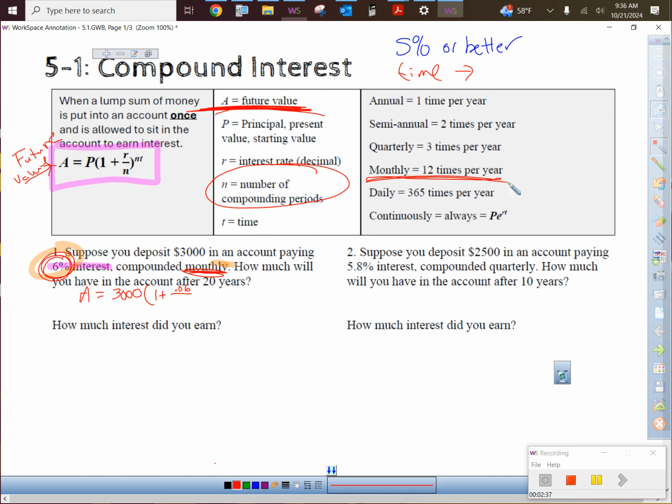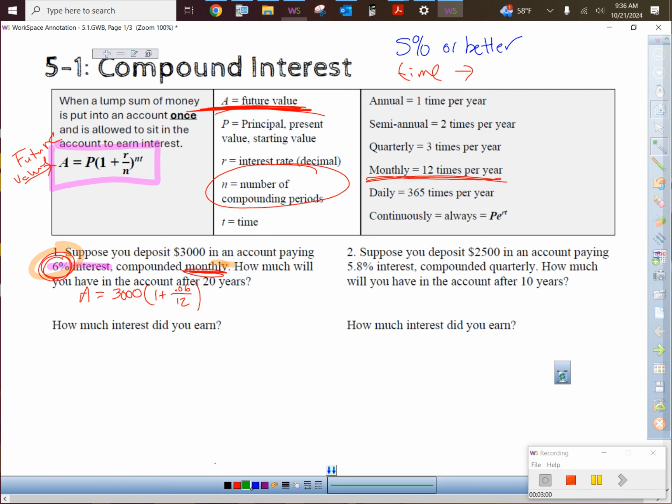Aren't there 12? So a very common misconception before we go further is that everyone thinks they get 6% interest every month. You do not. You have to take 6% and divide it by 12, and it's really like 0.005, you get that much interest every month. So that's why you always got to divide it by how many times you get interest.